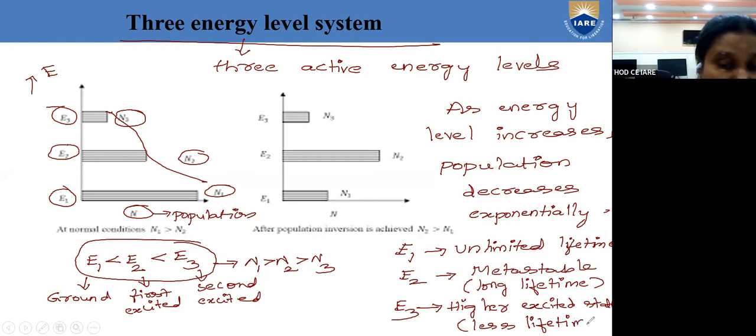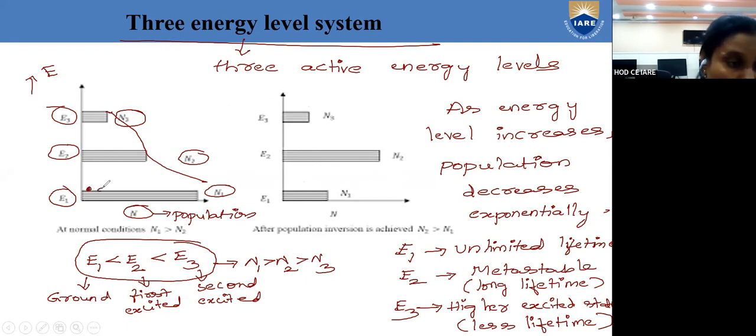Out of these three active energy levels we have taken, E1 is the ground state, which has unlimited lifetime. What do you mean by unlimited lifetime? As long as we don't supply any energy, atoms will try to stay in the ground state. Then we have two excited states, E2 and E3. E2 is a metastable state, E3 is the higher state. Now, whose lifetime is more? E2 lifetime is more.